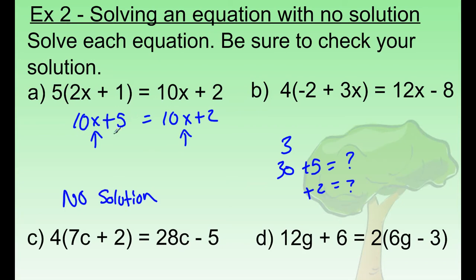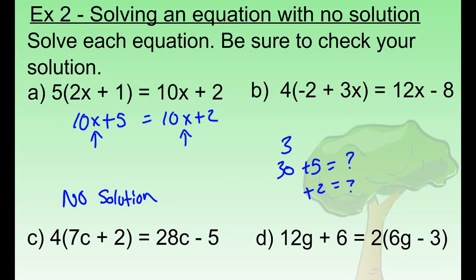No. On one side, you're adding 5 to 30. On the other side, you're adding 2 to 30. It doesn't work. You go, well, maybe you just picked a bad number. No, pick any number. Try 10. 10 times 10 is 100. 100 plus 5 and 100 plus 2. You're never going to get the same thing.